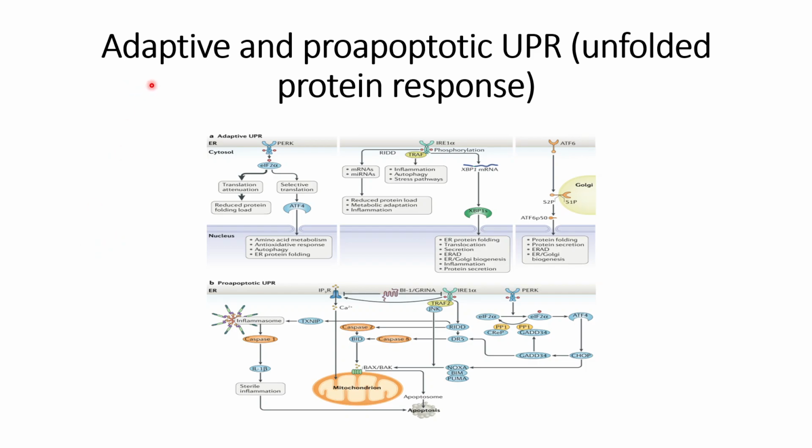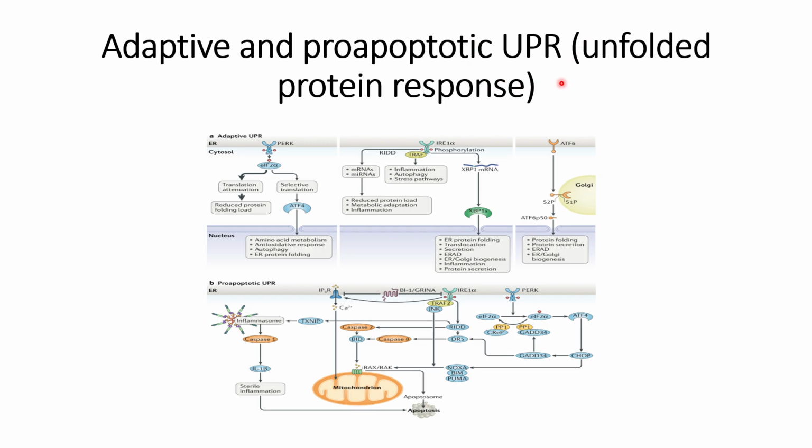In this video, we will discuss two different kinds of unfolded protein response. One is adaptive unfolded protein response, another one is proapoptotic unfolded protein response. In our previous videos, we have discussed mostly about adaptive unfolded protein response. So before going on to the main topic, let us first quickly revise what is this unfolded protein response.